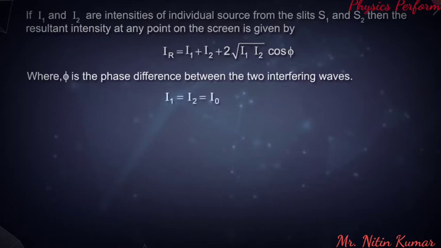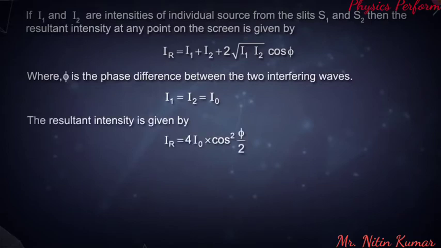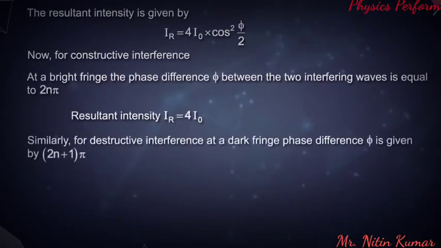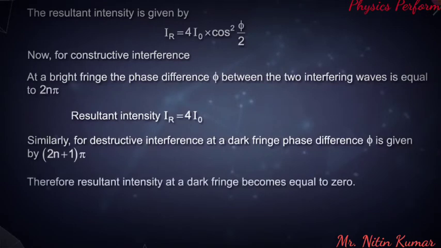If I1 is equal to I2 is equal to I0, then the resultant intensity is given by IR equal to 4I0 cos square phi by 2. Now, for constructive interference, that is, at a bright fringe, the phase difference phi between the two interfering waves is equal to 2n pi. Therefore, resultant intensity IR becomes equal to 4I0. Similarly, for destructive interference at a dark fringe, phase difference phi is given by (2n plus 1) into pi. Therefore, resultant intensity at a dark fringe becomes equal to 0.